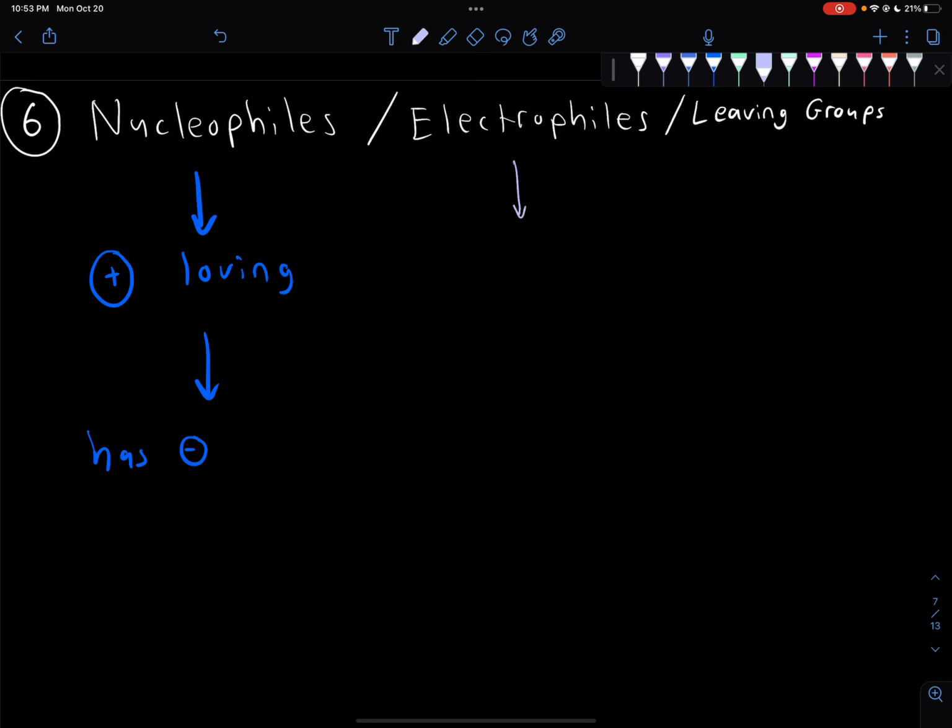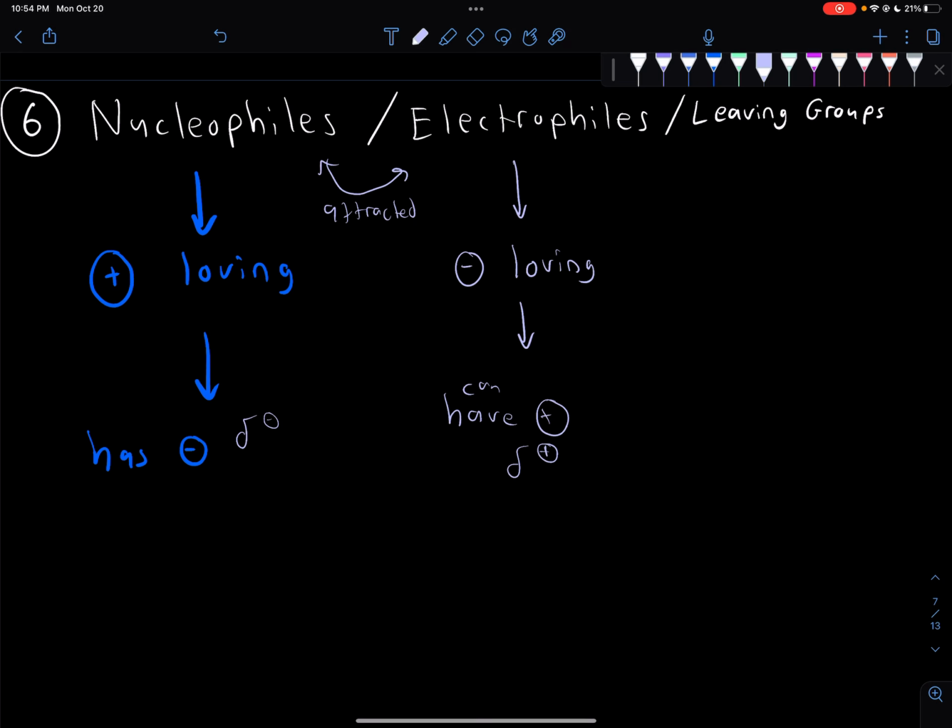Electrophiles are the opposite. They're negative charge loving, and it can have a positive charge, or even partial positive. This one can be partial negative, right? But the point is that electrophiles are electron loving. They're negative loving, and they're going to be partial positive, same reason as for nucleophiles, right? Which means that nucleophiles and electrophiles are attracted to each other, because both have something that the other doesn't, okay?